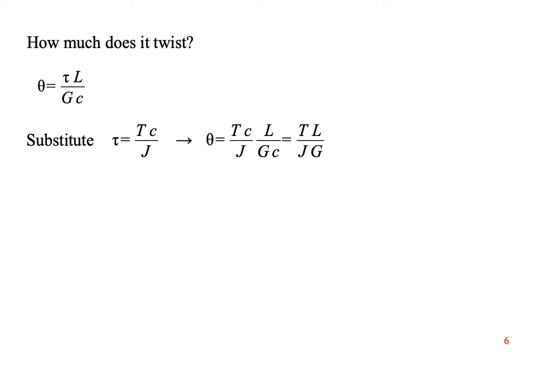If you substitute the shear stress formula into the angle of twist formula, you'll get a different formula for angle of twist, which is torque times length divided by polar moment of inertia and shear modulus. Now you have two equations for angle of twist. Which one is best? It depends on the problem you want to solve and which variables you already know.